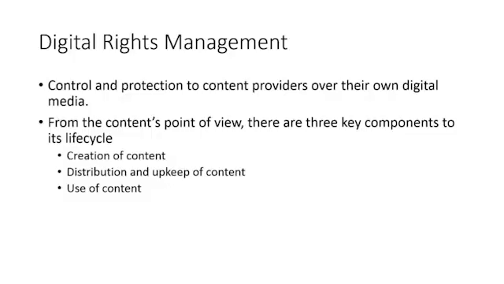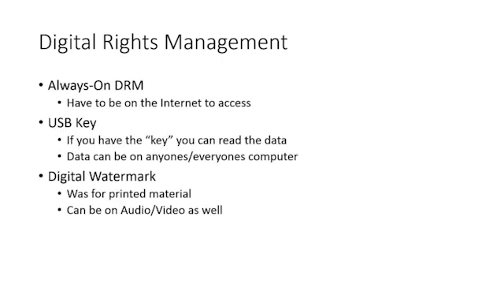Now, from the content's point of view, there's 3 key components to its life cycle. The creation of the content, so I write a book, the distribution and upkeep of that content, and use of the content. So how does it work? There's a couple different ways that it works. The way that I described would be an always-on DRM.